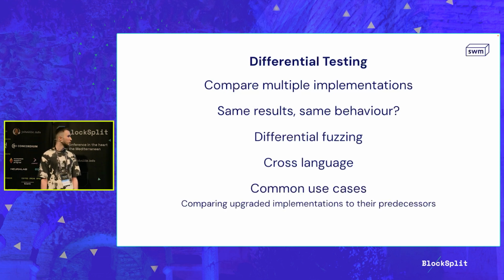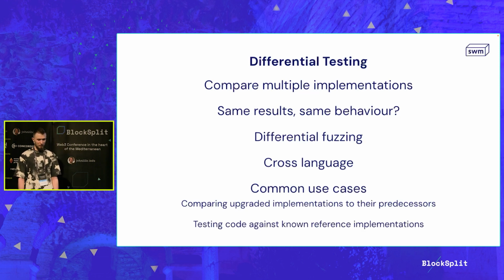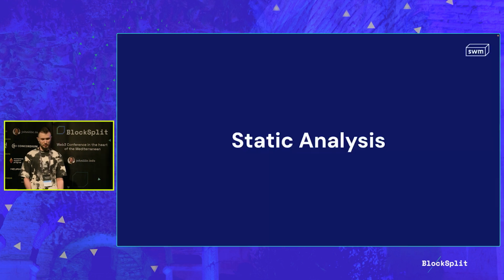An example use case would be when we're comparing an upgraded, maybe optimized implementation of some straightforward function. It's often the case that when we optimize for gas and costs, we do some tricky stuff in these functions, and so they're not as straightforward. So it's nice to have a differential test for these functions. And also when we test our own implementation against some known reference implementation.